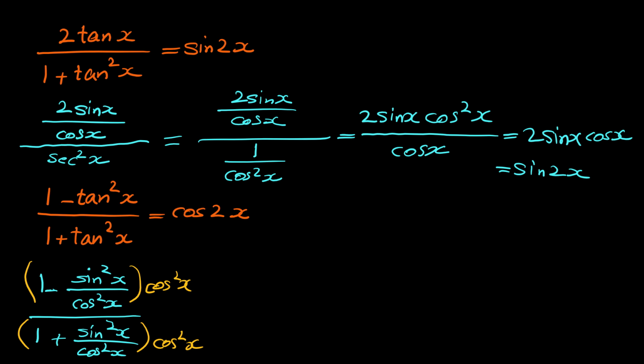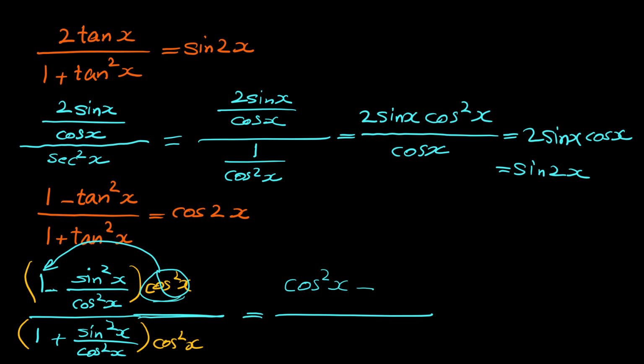The reason we multiply the numerator and denominator by this is that in the denominator we have cosine squared, and if we do a common denominator, the common denominator is also cosine squared. But the better idea is to eliminate the denominator, and for that we multiply the numerator and denominator by cosine squared. Let's see what happens. Cosine squared times 1 is cosine squared, minus cosine squared times this: the cosine squared from the denominator cancels with the cosine squared from the numerator, and we have sine squared. This is for the numerator.